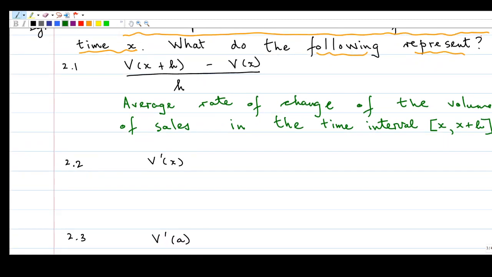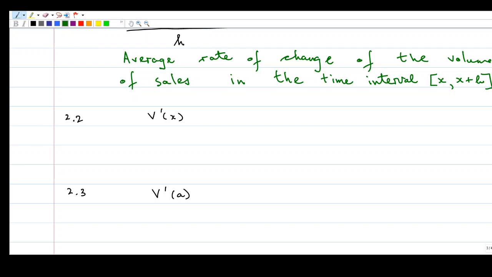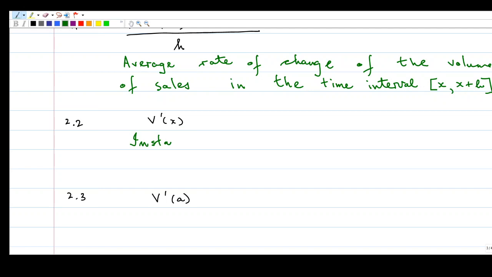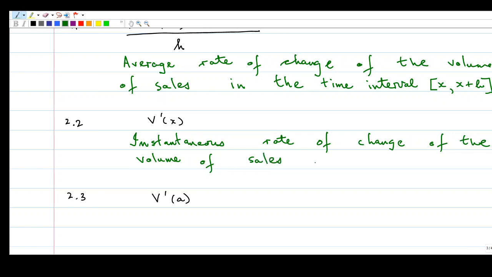2.2, your V prime of X, in other words, the derivative of V as a function of X, this gives you the instantaneous rate of change of the volume of sales at time X, at that particular instant.